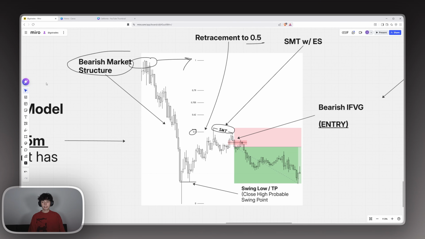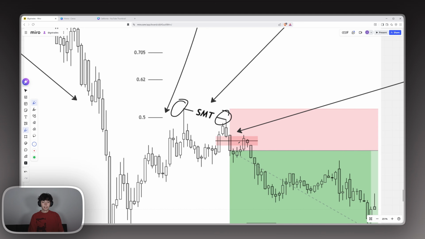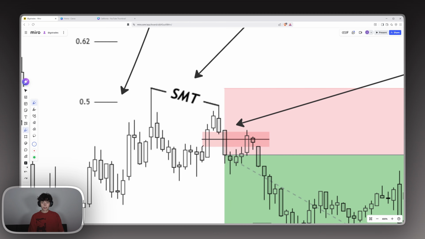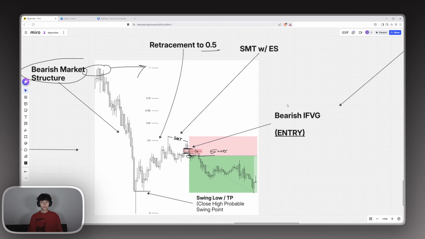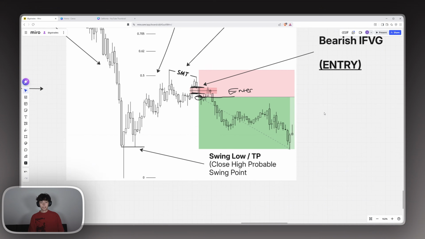SMTs can be used as an entry signal, or not an entry signal, but a reason to go and enter the trade. So we have an SMT with this high with ES and that. And then right here, the most important part, this fair value gap gets inversed. And that is your entry on this trade. You enter right there. Bang, terrible handwriting with this mouse. So the bearish IFVG is your entry, and right here, the swing low is your TP.